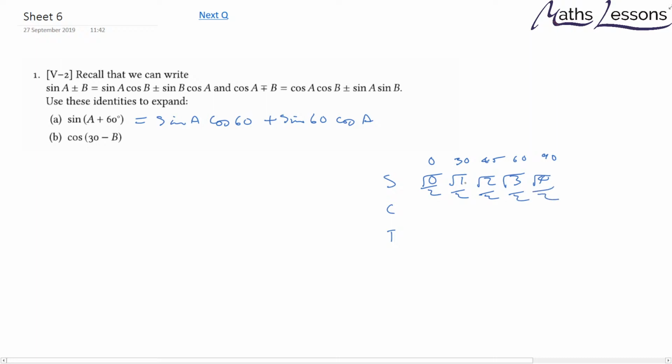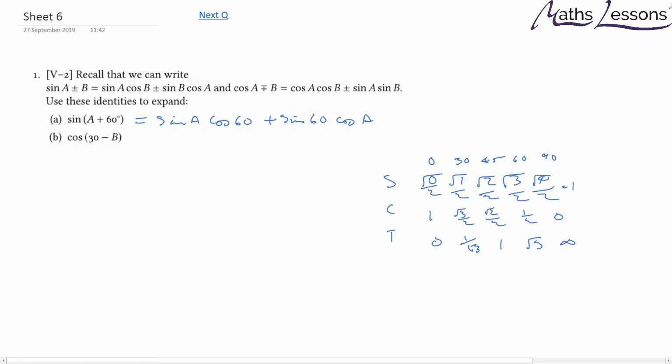You can see this one's obviously 0, this one's a half. This next one's root 2 over 2, then root 3 over 2, and root 4 over 2 is just 1. Okay, you can simplify them. Then cos, all you've got to do is write them in the opposite order. So we get 1, root 3 over 2, root 2 over 2, a half, and 0. And then tan is just sine divided by cos. So that's going to be 0 divided by 1 is 0. Half divided by root 3 over 2 is going to be 1 over root 3. And then that divided by that is 1, that divided by that is root 3, and this is undefined.